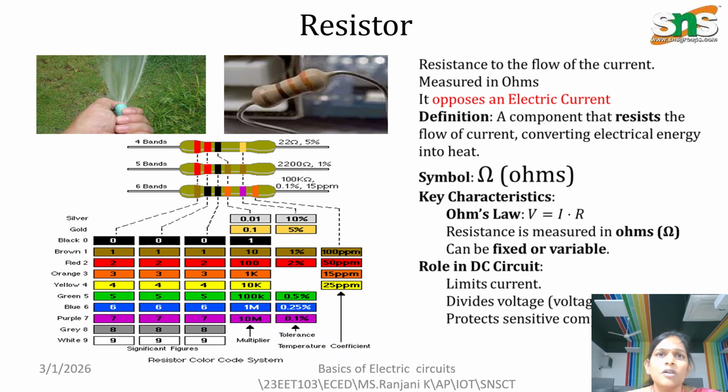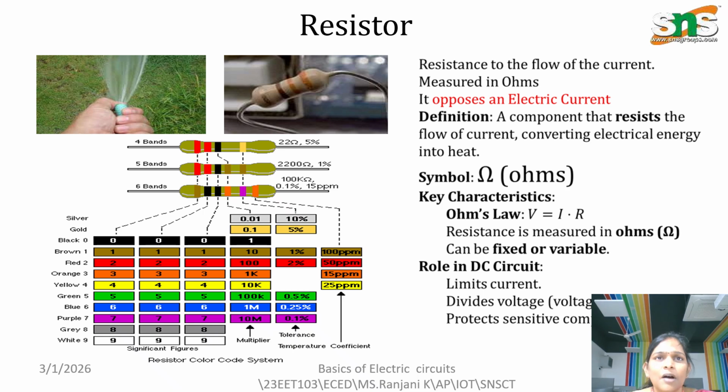A resistor is one of the most important elements. A resistor is a component that limits or controls the flow of current, and its unit is ohm. Its functions are that it limits the current, divides the voltage, protects sensitive components, and converts electrical energy into heat. Real-time examples are fan regulators, heaters and bulb filaments. In DC circuits, resistors follow Ohm's law strictly.